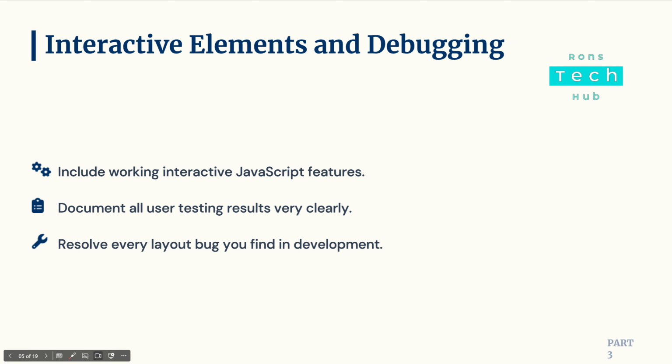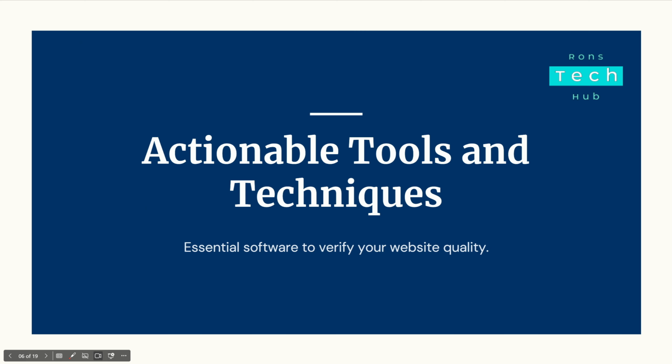Include working interactive JavaScript features and document all user testing results very clearly. It can be user testing results or just your testing results as well. Resolve every layout bug you find in development. And here we have the actionable tools and techniques. Very simple checklist. And again, I will provide you guys with a test plan. This test plan is going to be a Word document on the website that you can download and edit. You must edit it. I will keep stressing, do not use it exactly how I've given it to you.